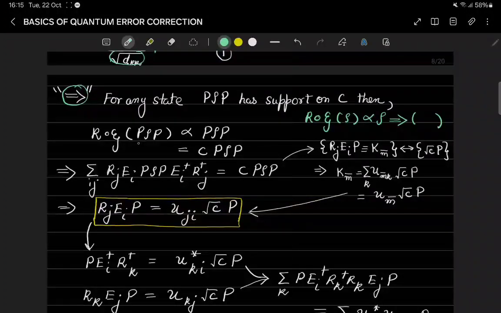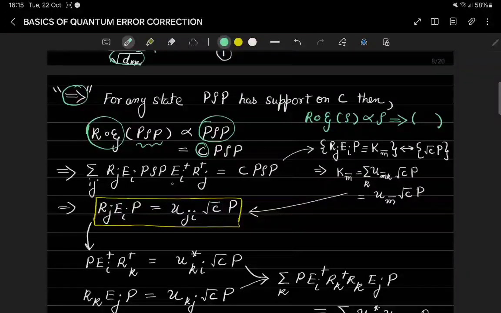For this it is simple: we take any state and then project it onto the code space. Then it will have support on the code space, and then R of E will keep this code space invariant, because this will be an error correction. So it gives us P rho P, and this proportionality is a constant independent of the state, because it's valid for arbitrary states inside the code space.